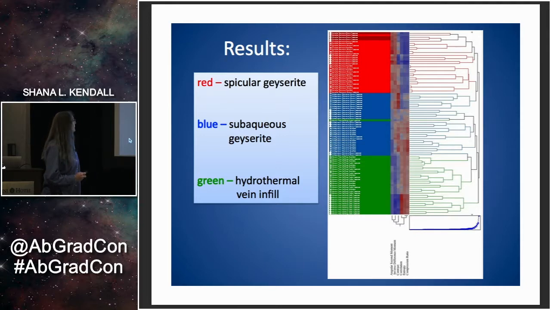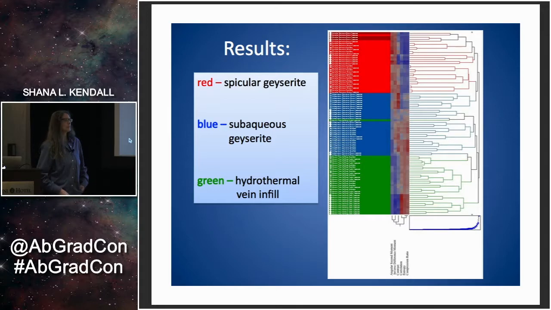At the top, in the red, as the legend says, we have the spicular Geyserite. We have one anomalous little green data point that made its way into the subaqueous Geyserite, and then we have our control, the hydrothermal vein infill. We were pretty excited at these results because it showed that it's separated out of 3 samples really nicely.